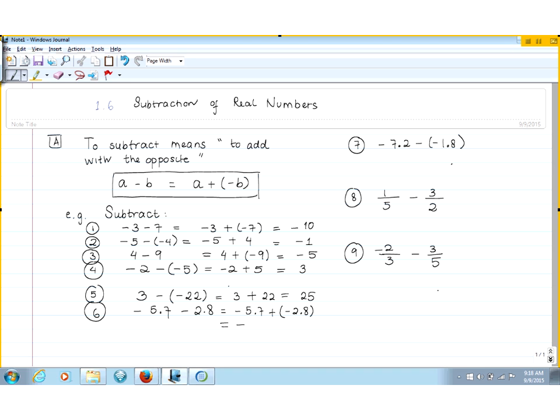So this is the same sign, and it will be negative. So we will add the absolute value. So 5.7 and 2.8, if we add, what is this? 5, 8. So this is negative 8.5.